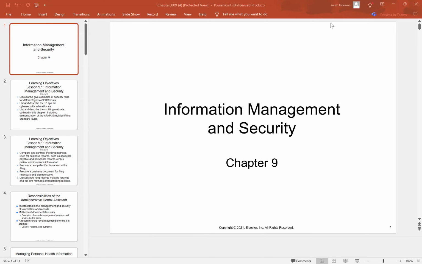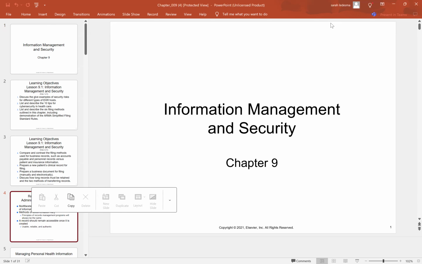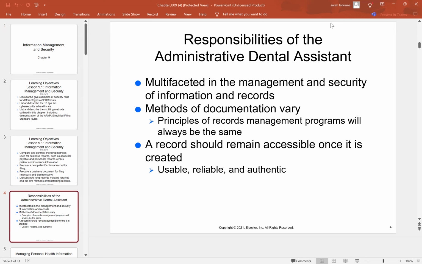ADA Chapter 9, Information Management and Security. Responsibilities of the Administrative Dental Assistant. Multifaceted in the management and security of information and records. Methods of documentation vary. Principles of records management programs will always be the same. A record should remain accessible once it is created, usable, reliable, and authentic.